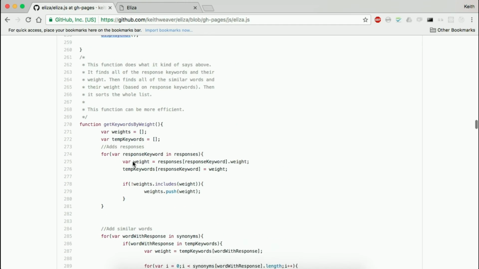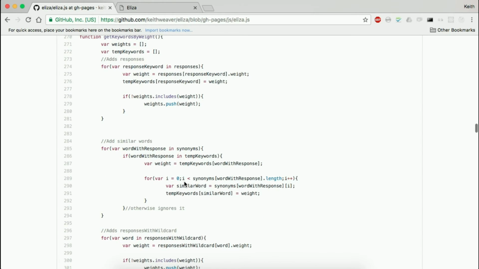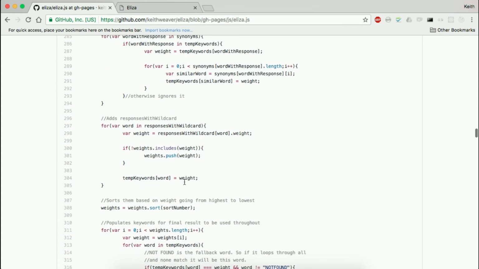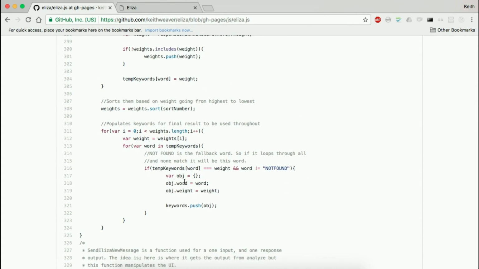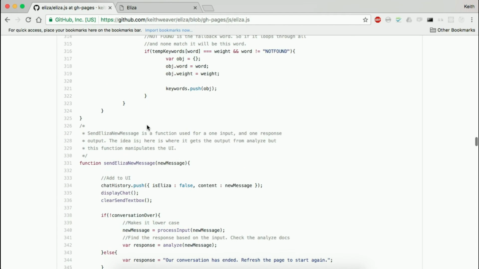And so here it is. So here's the get keywords by weight. It gets a list of all the keywords and adds all the weights, and then it gets all the similar words and adds those, and then adds the responses with wildcards, and then sorts them based on weight, and then populates a final value. This isn't the most efficient, but I was late before my project was due and I had to do something.